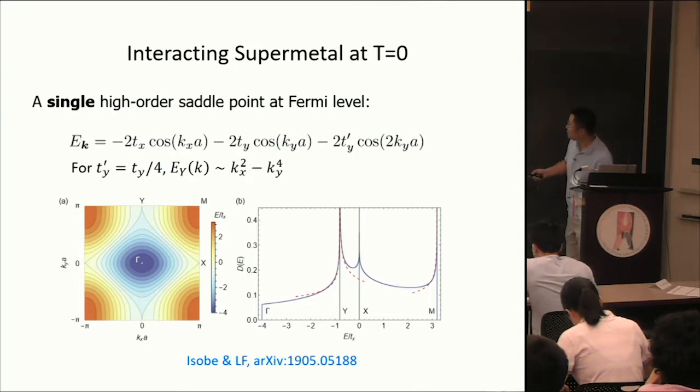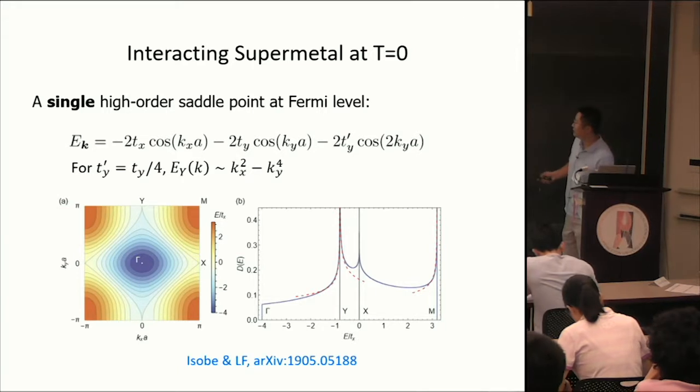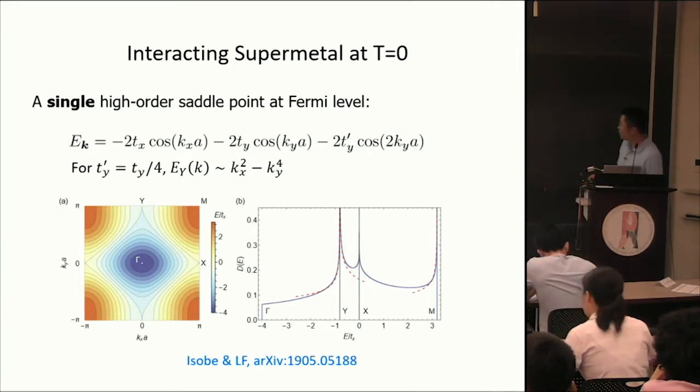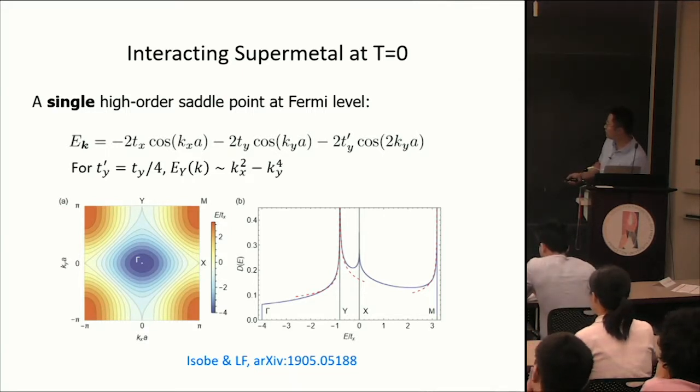At this high-order saddle point, the two Fermi surfaces touch parabolically, tangentially to each other. And if you look at the density of states, it has this divergence with exponent e to the minus a quarter. So there's a Van Hove singularity at the y point. These are higher order Van Hove singularities. There's another ordinary Van Hove singularity at the x point.